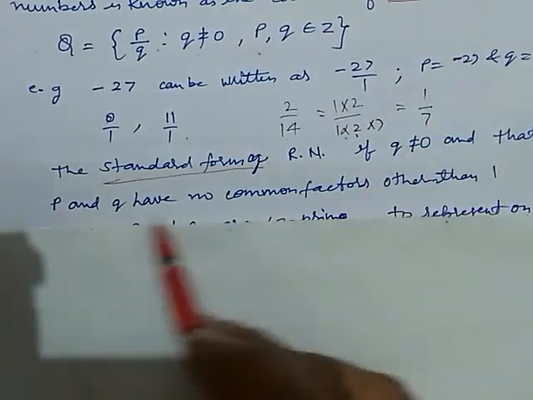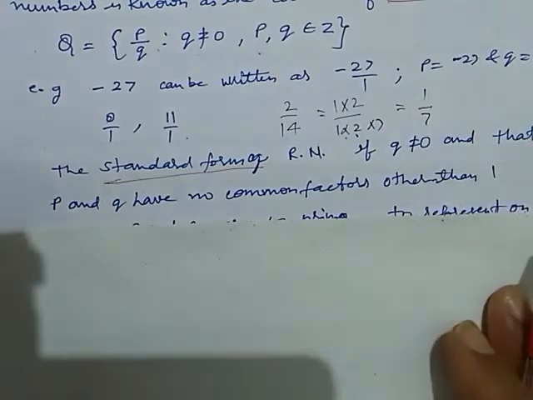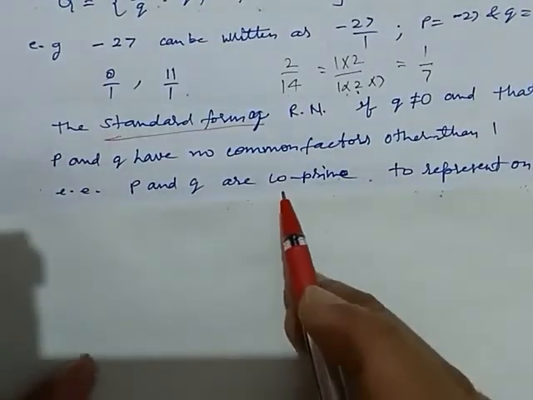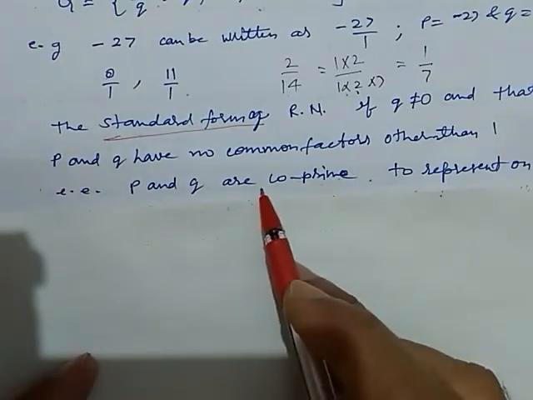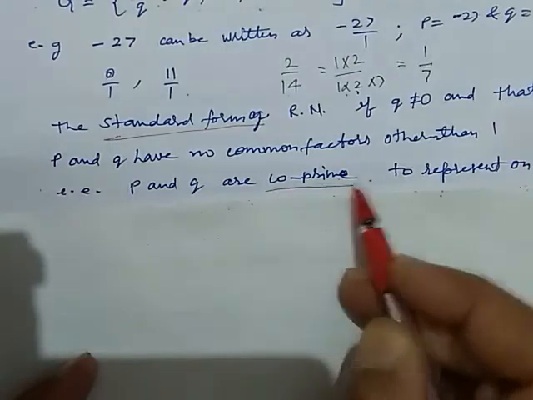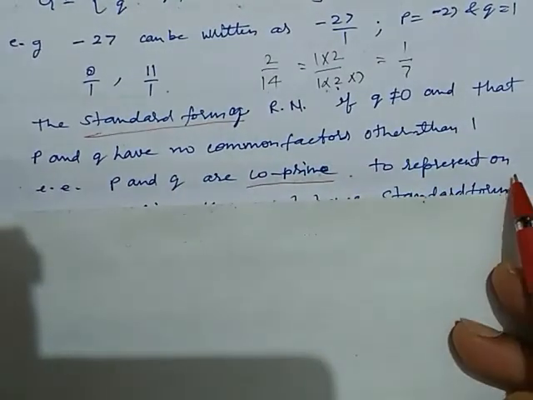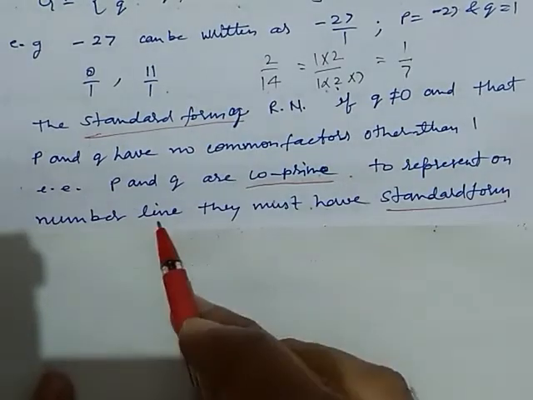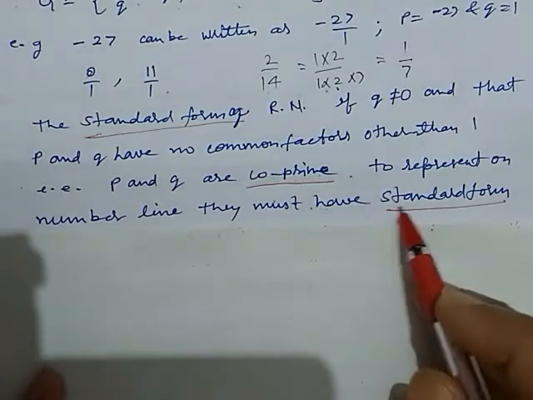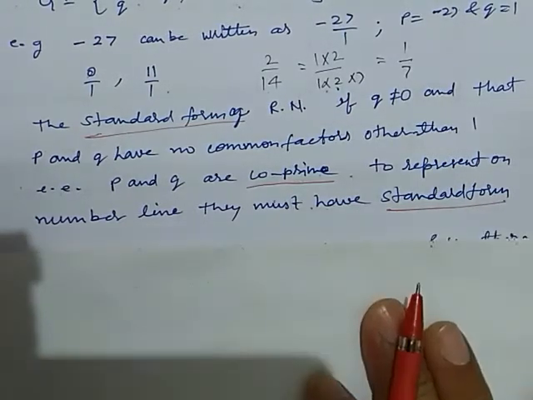According to this, p and q have no common factor other than 1. Here only 1 is the common factor, that is, p and q are co-prime. When numbers do not have any common factor other than 1, they are considered co-prime. So p and q must be co-prime. To represent on the number line, they must be in standard form. This is the special thing: the standard form must be there.